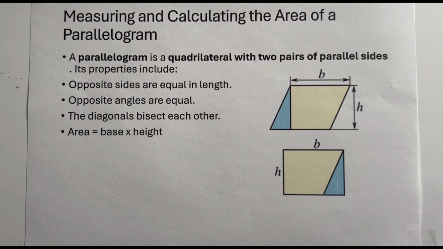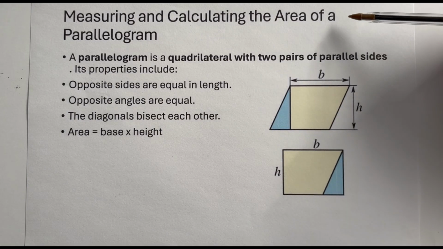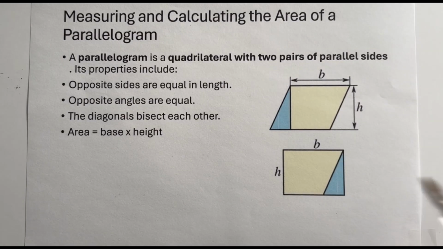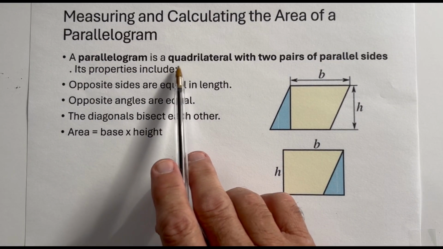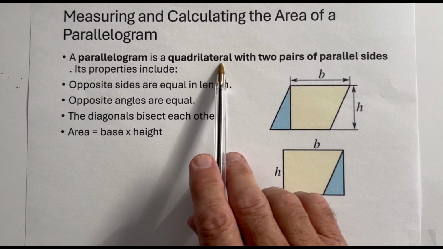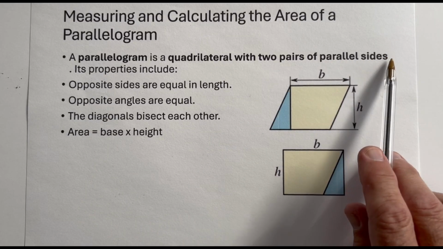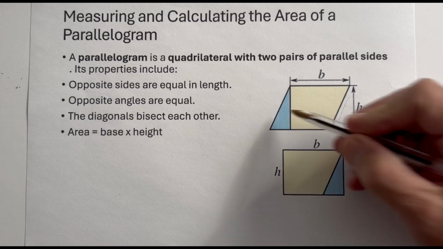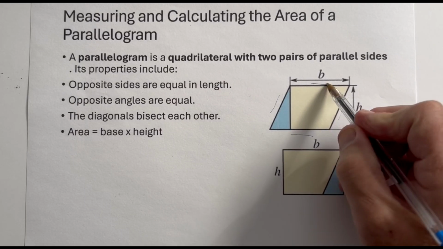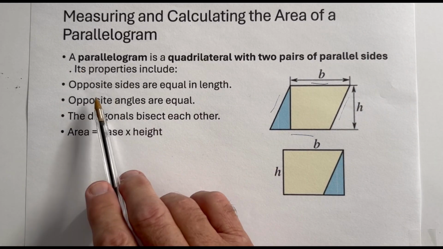Welcome to my video on measuring and calculating the area of a parallelogram. So a parallelogram is an equilateral, meaning it's got four sides with two pairs of parallel sides. This would be like this, this, this, this. And it has certain properties.